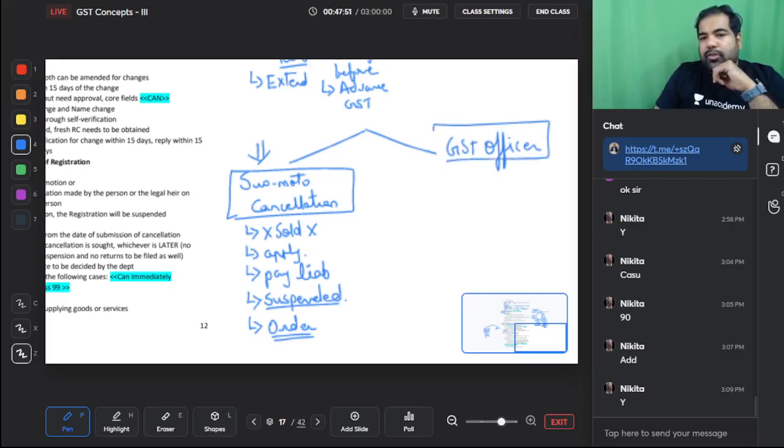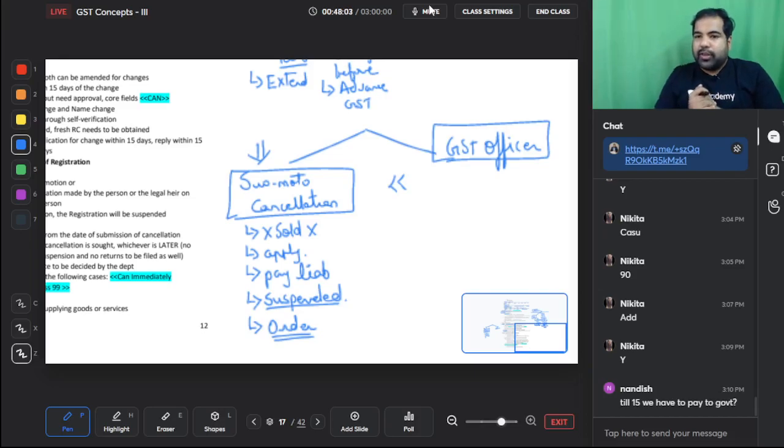If the GST officer feels that there are reasons to believe, then he can cancel your GST registration. There is a shortcut for this. Till 15th we have to pay to the government. Nandish, yes, you've asked for 15th, so till 15th, whatever is your liability. But when you apply that you want your cancellation from 15th, they will suspend your registration. Let's say they suspended today only, 27th, then from 27th to 15th, you can't make any taxable supplies.